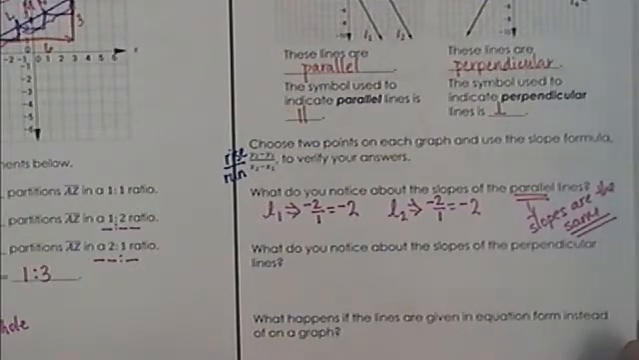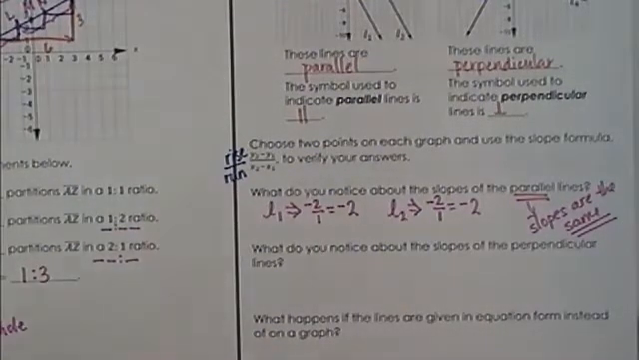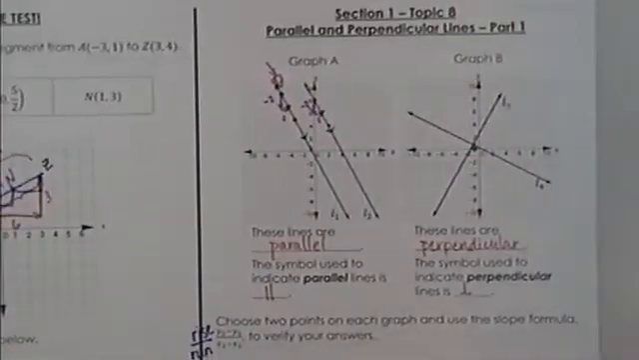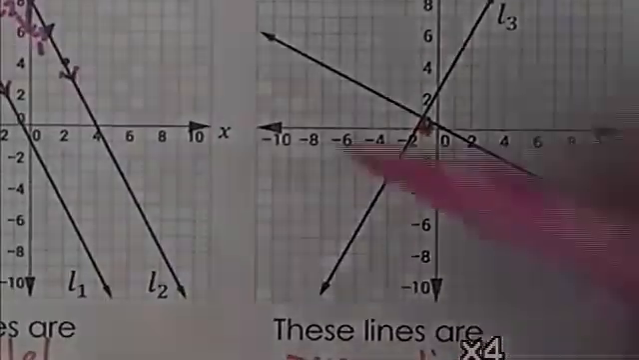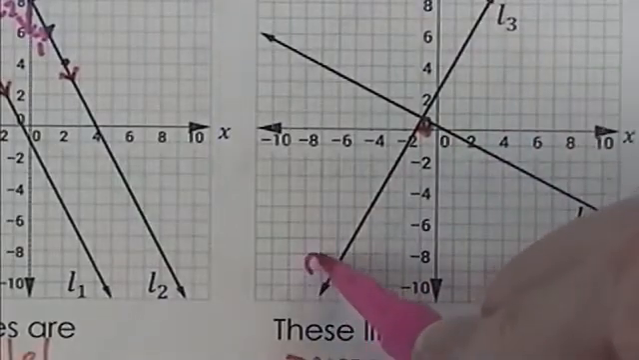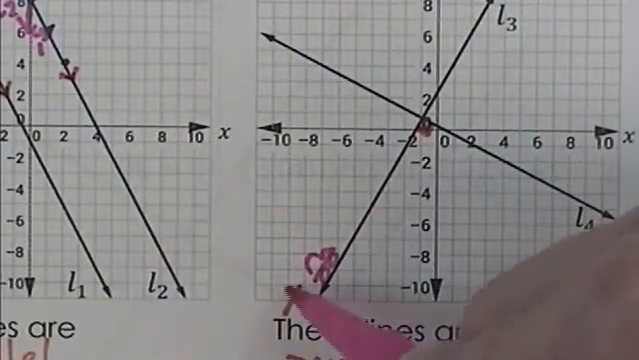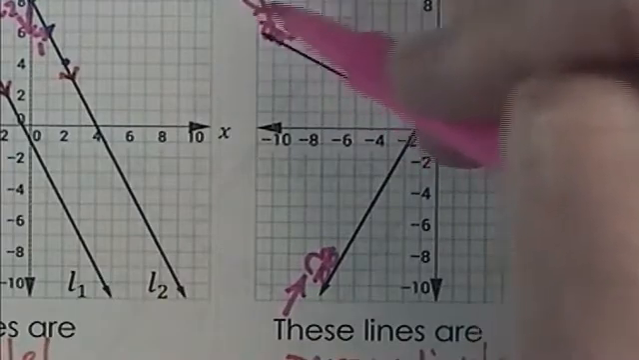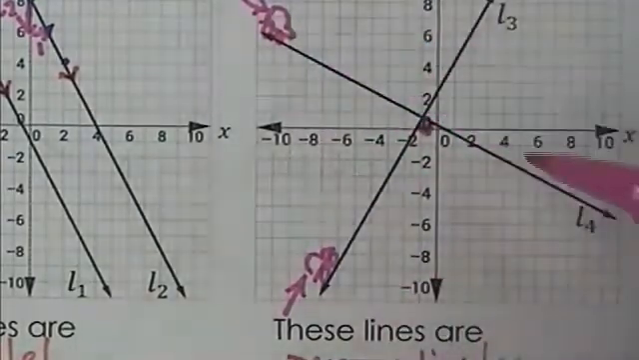Parallel lines have the same slopes. All right, so what do you notice about the slopes of the perpendicular lines? Let's go back up to this picture, zoom in. Now these aren't going to have the same slopes because they're obviously going in different directions. In fact, this is a positive sloping line because your little car is going uphill. And this is a negative sloping line. Your little car is going downhill. So obviously we have a positive slope and a negative slope, right?